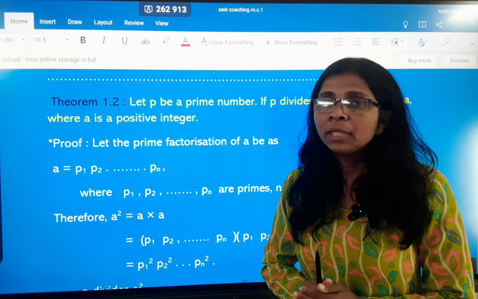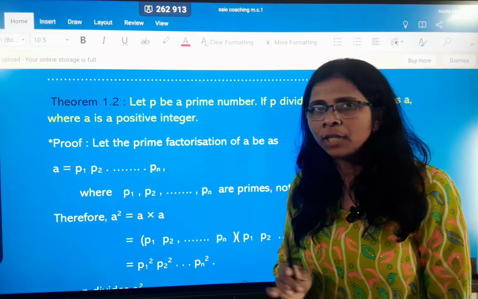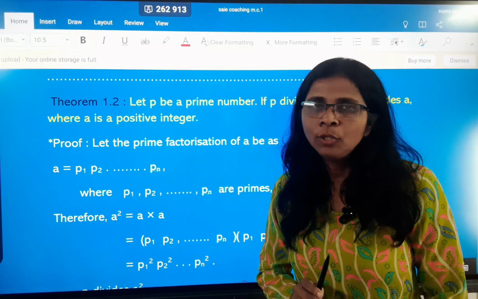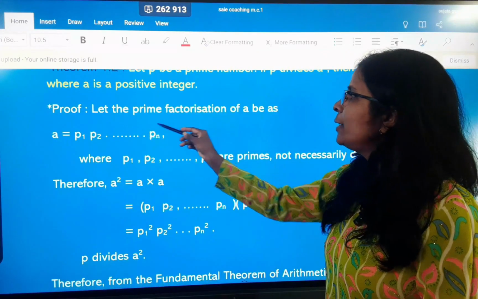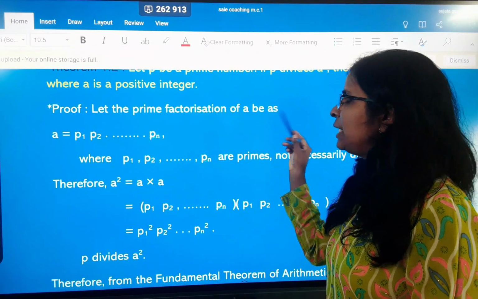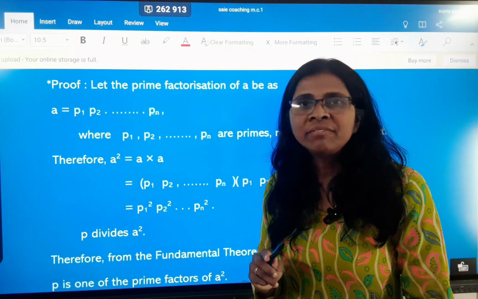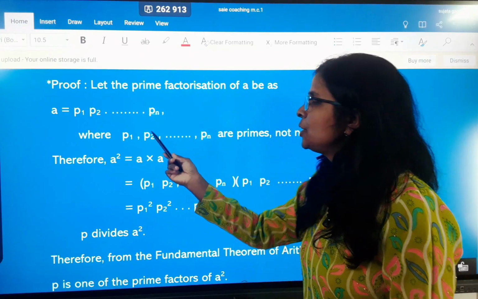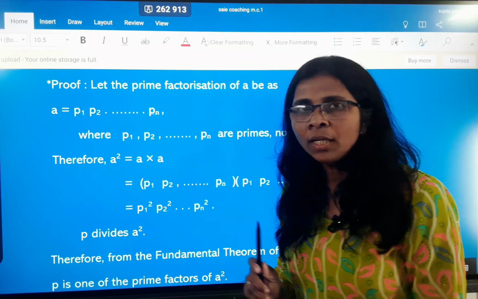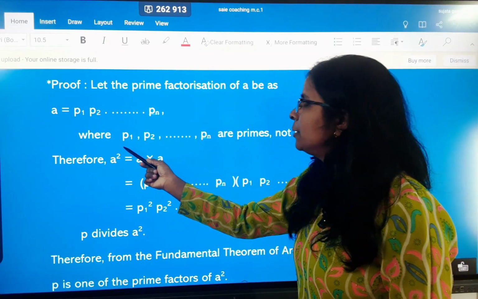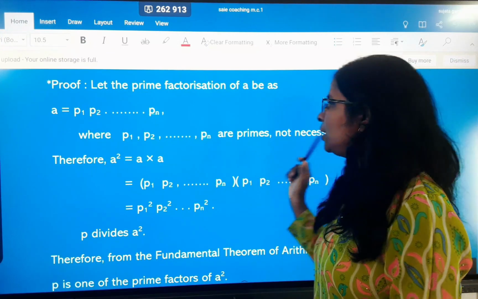But here, what is a? a means any positive integer. So let us see how we prove this. First, let the prime factorization of a be as follows. Suppose a is a positive integer, so we do its factorization as p1 multiplied by p2 multiplied by dot dot dot pn. What are p1, p2? That p1, p2, dot dot dot pn are primes which are not necessarily distinct.